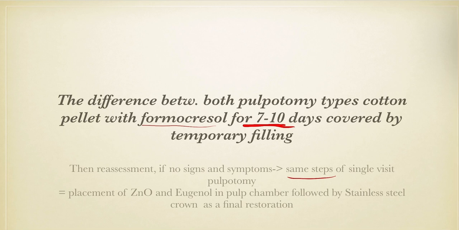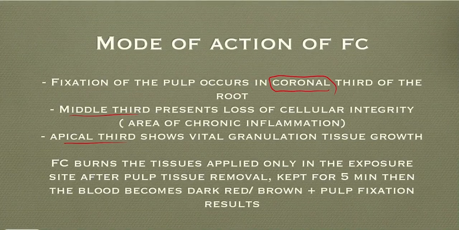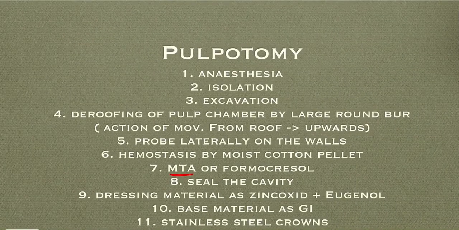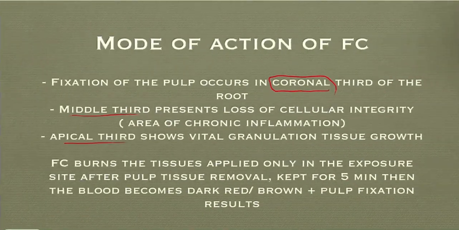Okay, you put the MTA, formocresol, and then you put the base material, glass ionomer, and then you seal it, then you cover it with a stainless steel crown. Of course, the placement of zinc oxide eugenol, followed by a stainless steel crown as a final restoration. Not forgetting here, the MTA seals the cavity, the dressing, the zinc oxide eugenol, the base material as glass ionomer, and the stainless steel crown.